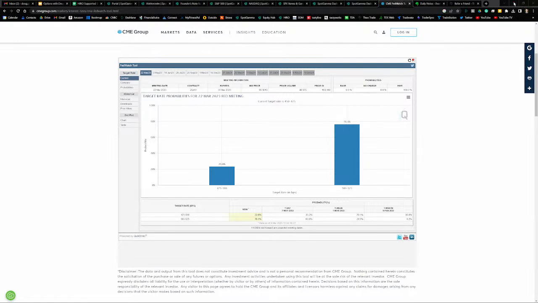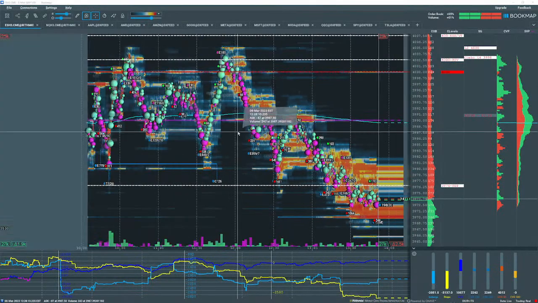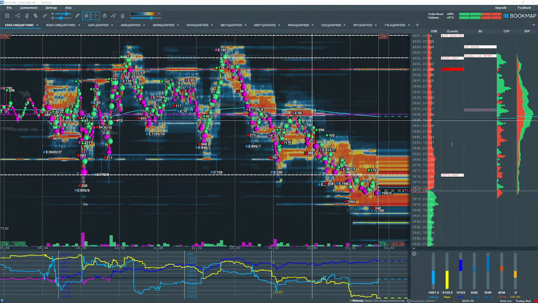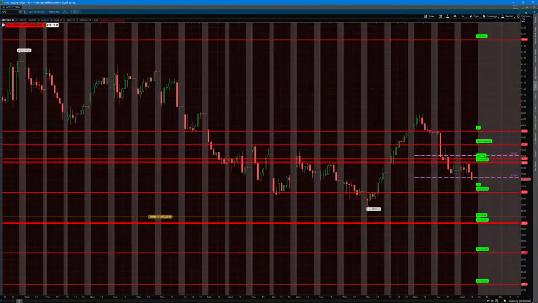All right, so let's take a look at charts. That's enough of that. Let's go to Bookmap, and this is showing the S&P 500 futures, ES. Before I dig into this chart, let's take a look at a larger time frame.